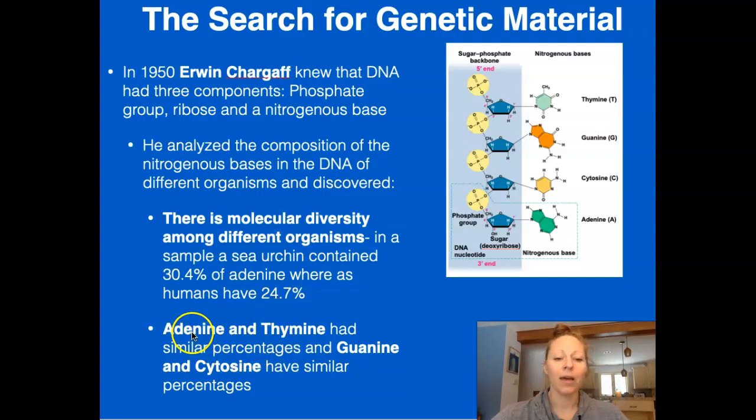He also saw that there were equal amounts of adenine and thymine. So they had similar percentages, whereas guanine was similar to cytosine. And so he was starting to make the connection that the two were eventually found to be paired up. He didn't know that they were paired up exactly, but he knew that there were even amounts of adenine and thymine, guanine and cytosine.